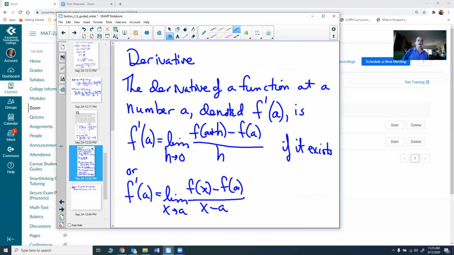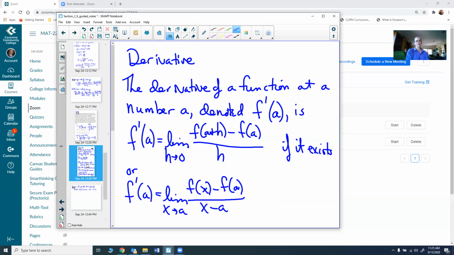This concept of this rate of change is known as a derivative. So the derivative of a function at a number a is denoted by f prime of a. And f prime of a is equal to the limit as h goes to 0 of f of a plus h minus f of a, all over h, provided it exists.